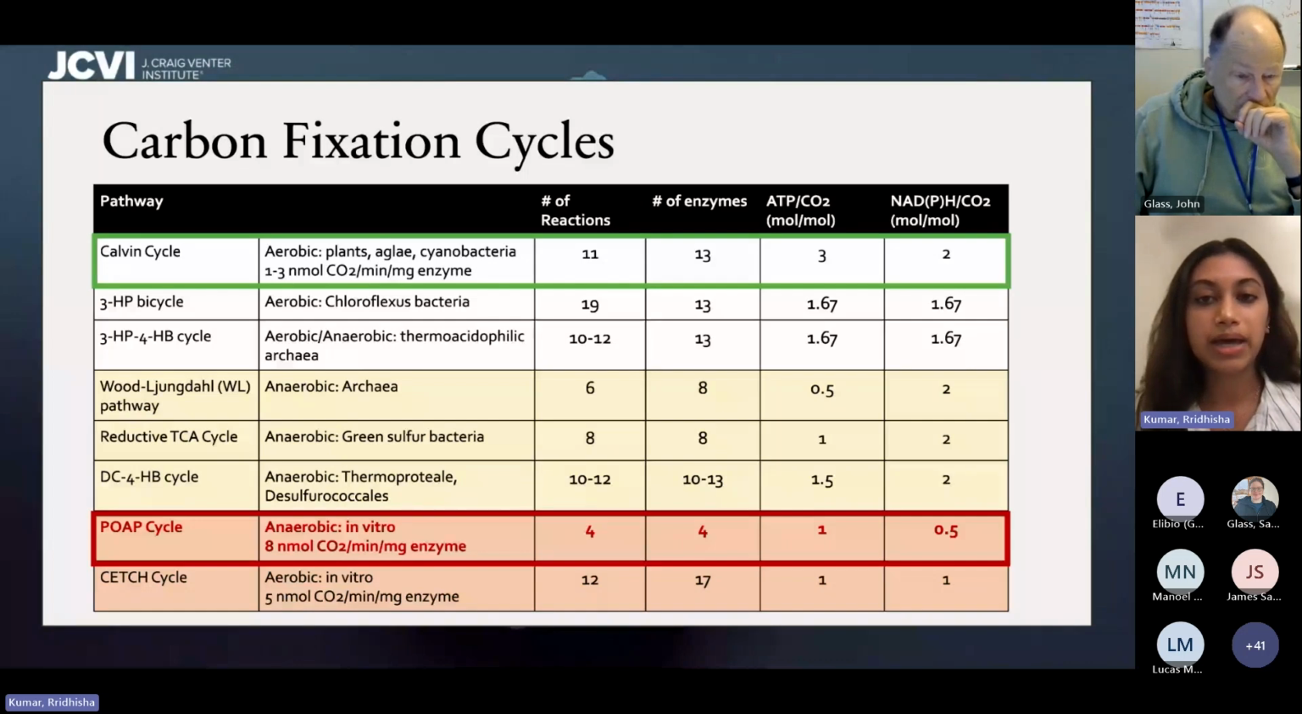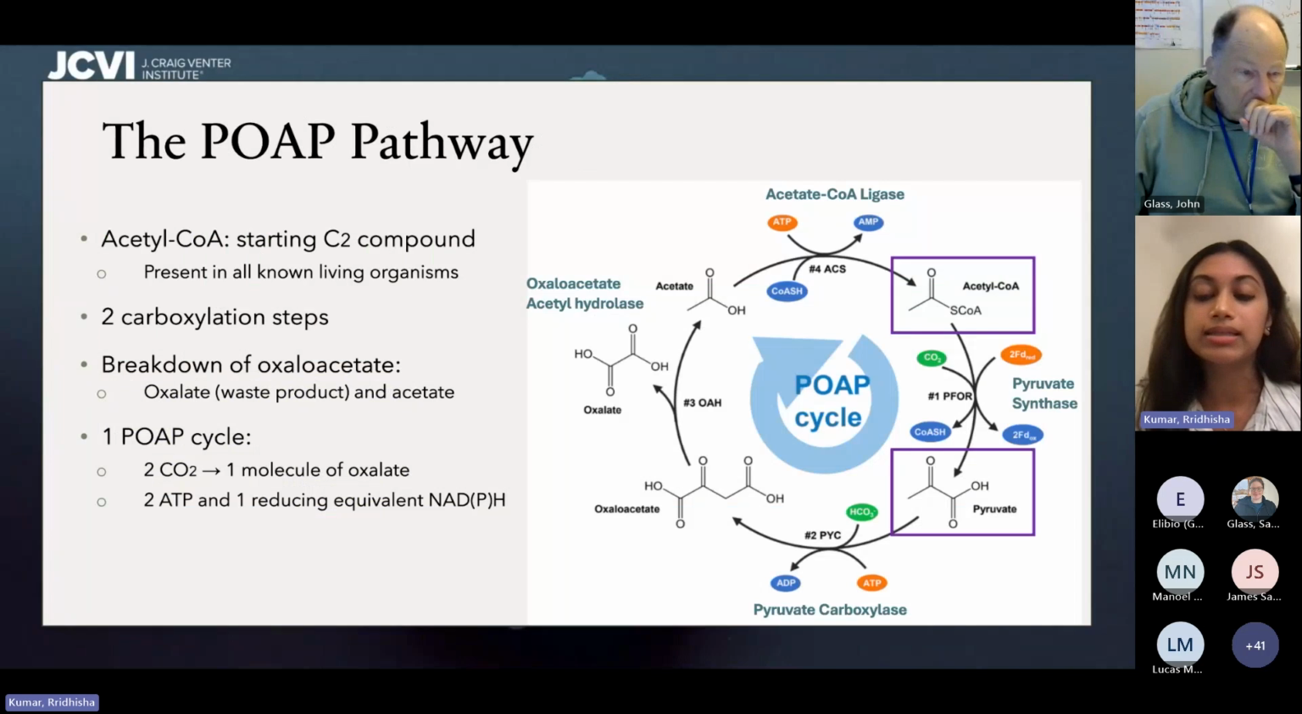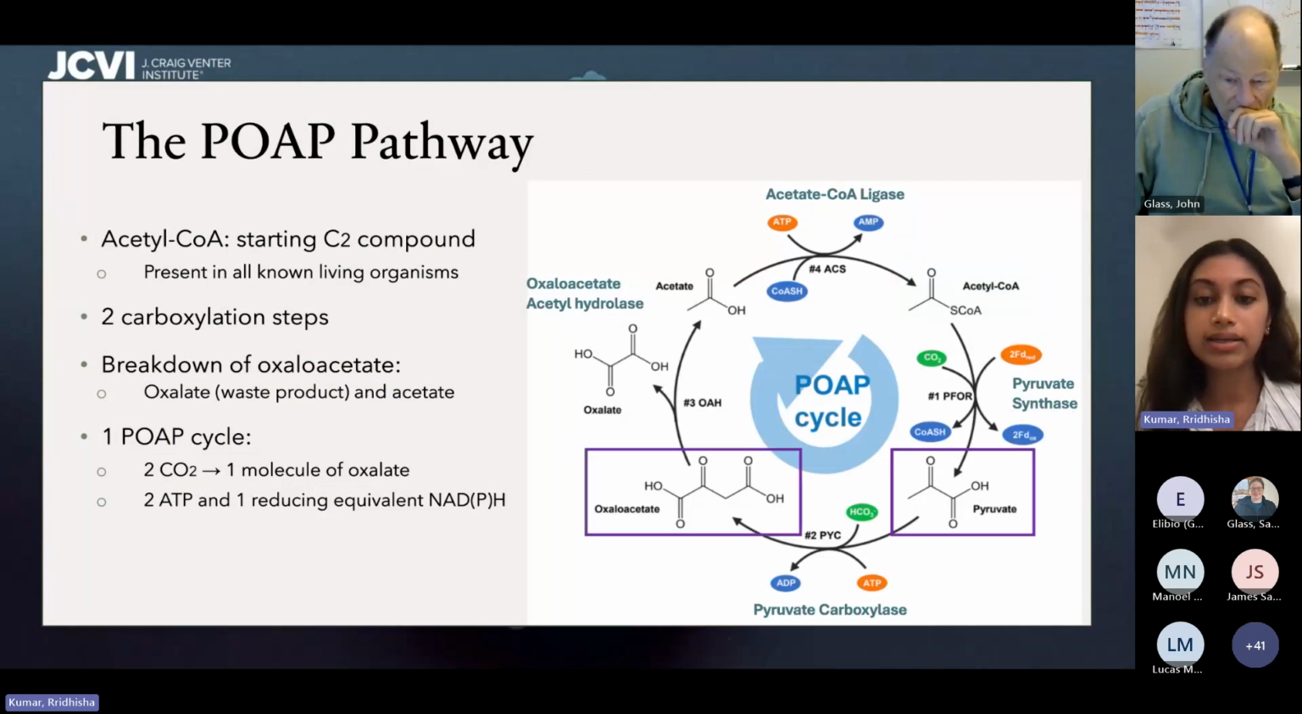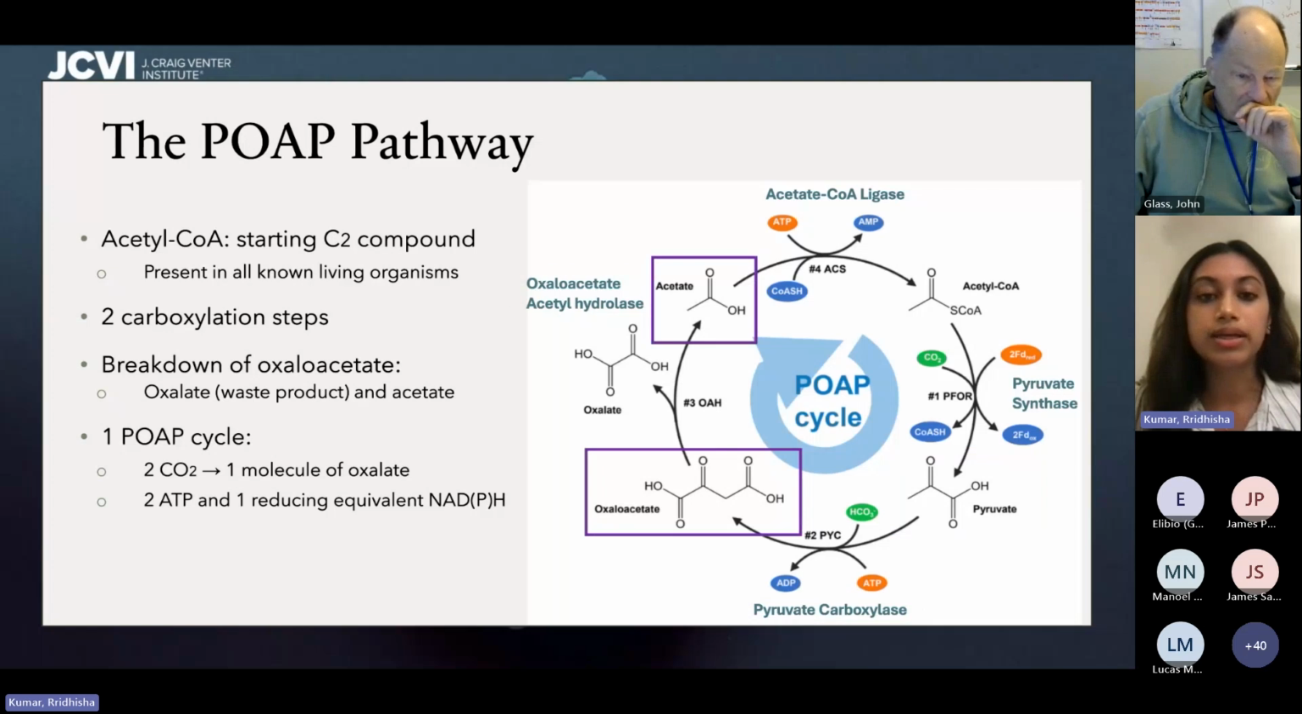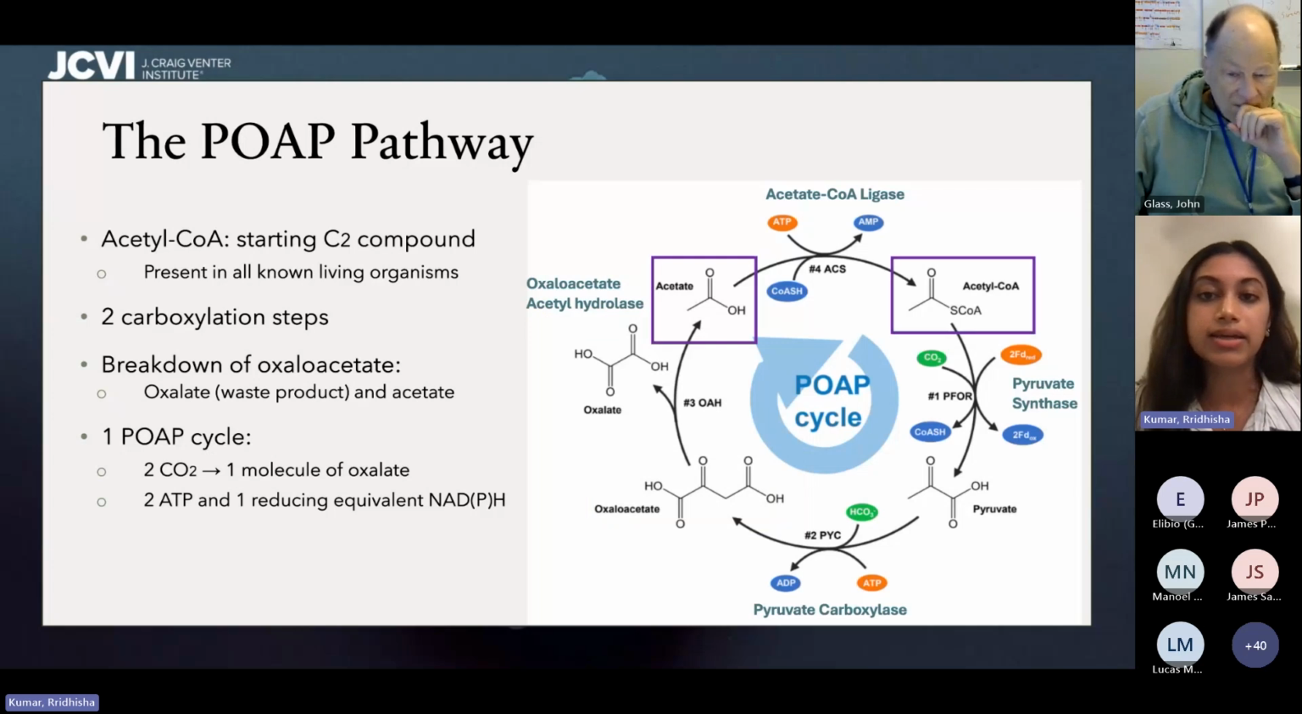So looking more into this pathway, it starts with acetyl-CoA, which is converted into pyruvate using the enzyme pyruvate synthase, or P4. This is then converted to oxaloacetate using pyruvate carboxylase, or PYC. Oxaloacetate is broken down into oxalate and acetate using oxaloacetate acetalhydrolase, or OAH. And then finally, this acetate is channeled back into the cycle using acetate-CoA ligase, or ACS. So in one cycle, we see 2 molecules of carbon dioxide being absorbed and 1 molecule of oxalate being produced.